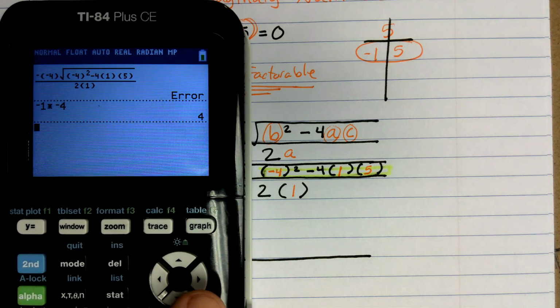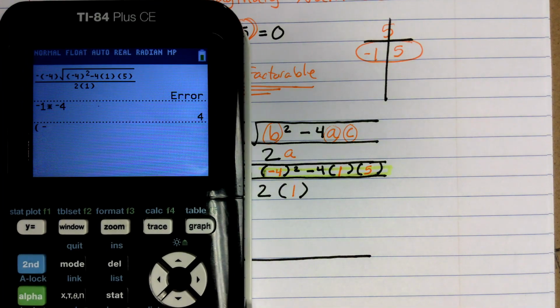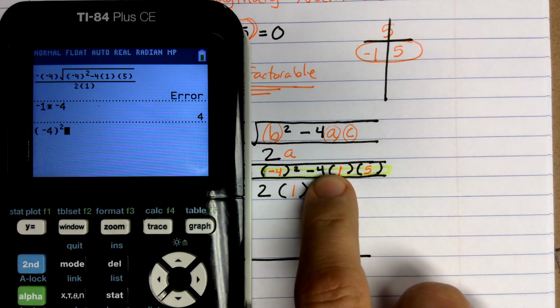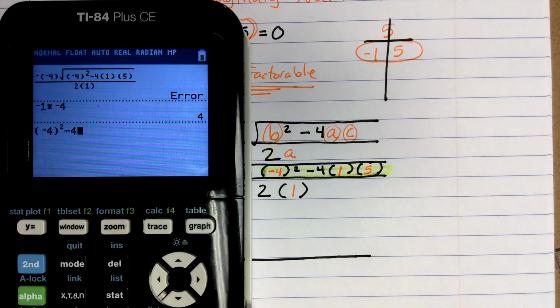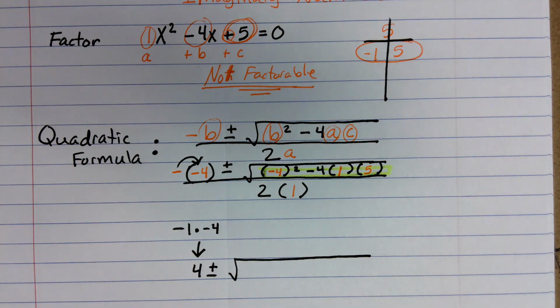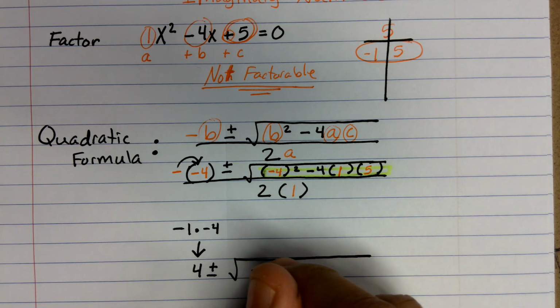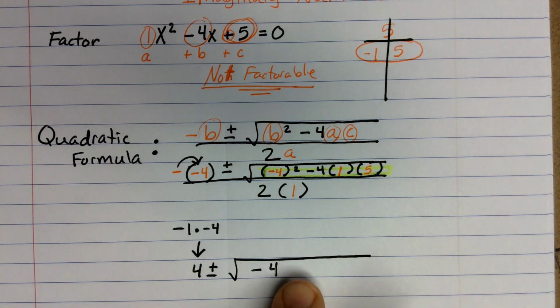So let's take this real quick. I'm going to put my parenthesis, -4, close parenthesis. I'm going to square it, and then -4 times 1, and then times 5. Alright, we're going to hit enter, and notice it gives me -4. So this actually becomes -4. And this is why that calculator was giving us an error, because we cannot have a negative value as our radicand inside of the radical.